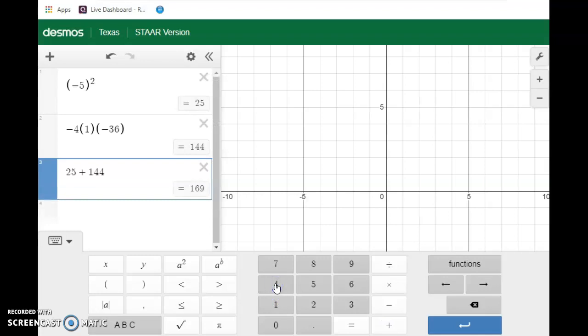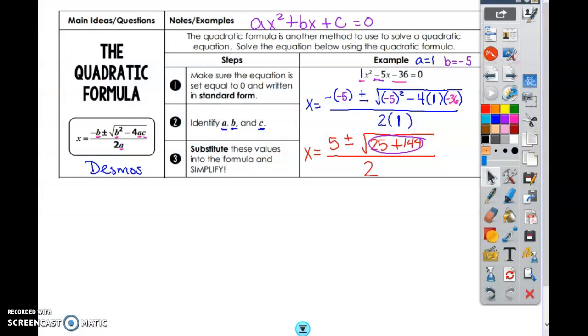169. Okay, so inside, I'm going to put 169. So now I have x equals 5 plus or minus the square root of 169 divided by 2. This stayed the same. This stayed the same. This became 169, and then the 2 stayed the same.